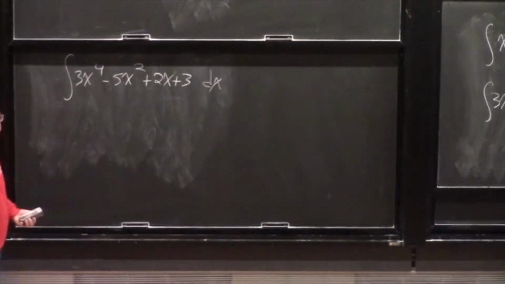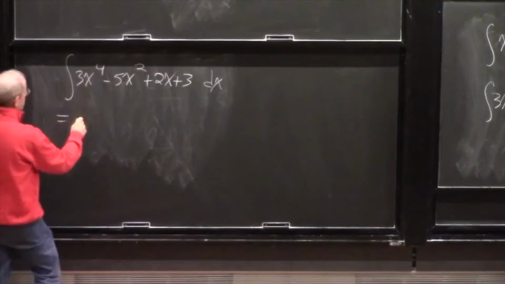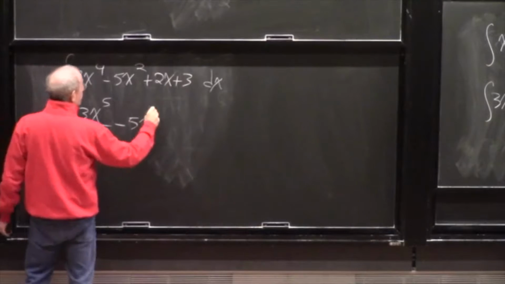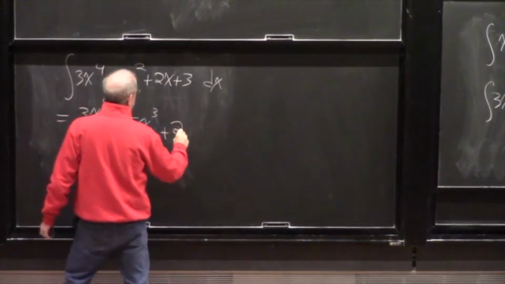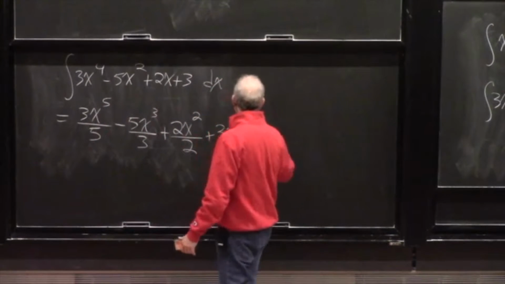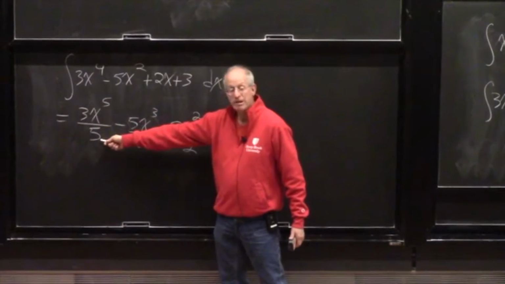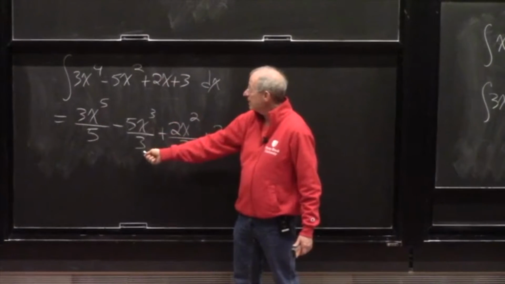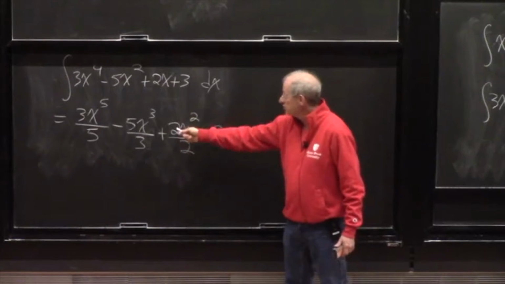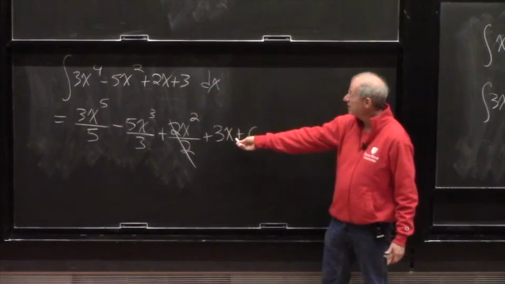So if we want to find that integral, this should be just as straightforward as differentiating, just going the other way. So this would be 3x to the 5 over 5 minus 5x to the 3 over 3 plus 2x to the 2 over 2 plus 3x plus a constant. So each time, you add 1 to the power, divide by the new power. Squared, so you add 1 to the power, divide by the new power. 2x, that's x to the 1, so it becomes x to the 2 over 2. Those 2's are going to cancel. The integral of the constant, remember, is the constant times x, and then you have plus c.